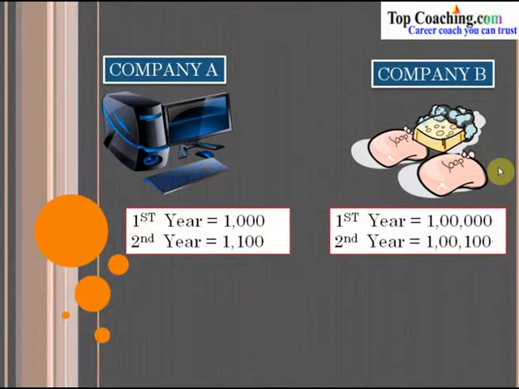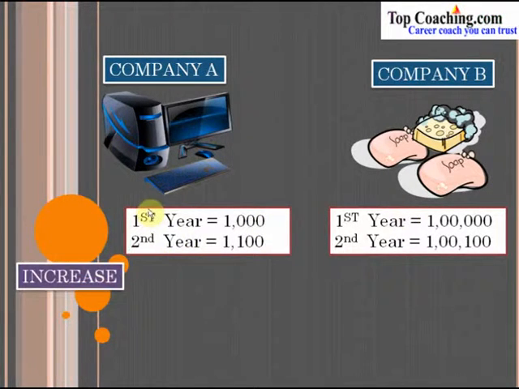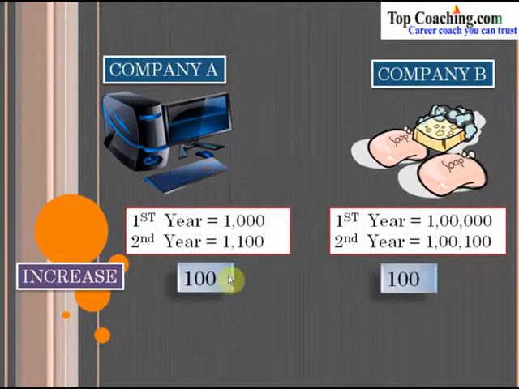Now if we look at the increment, that is the increment in the number of products sold, then for both the companies that is equal to 100. 1100 minus 1000 is equal to 100, and similarly 1 lakh 100 minus 1 lakh is equal to 100. So both these companies have increased their number of products sold by 100. But now if I want to find out which company has performed better, then what do we do? We find out the percentage increment.